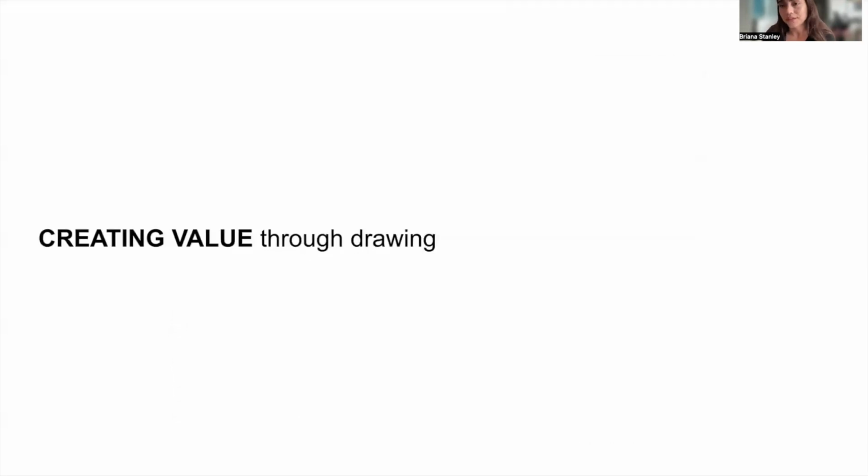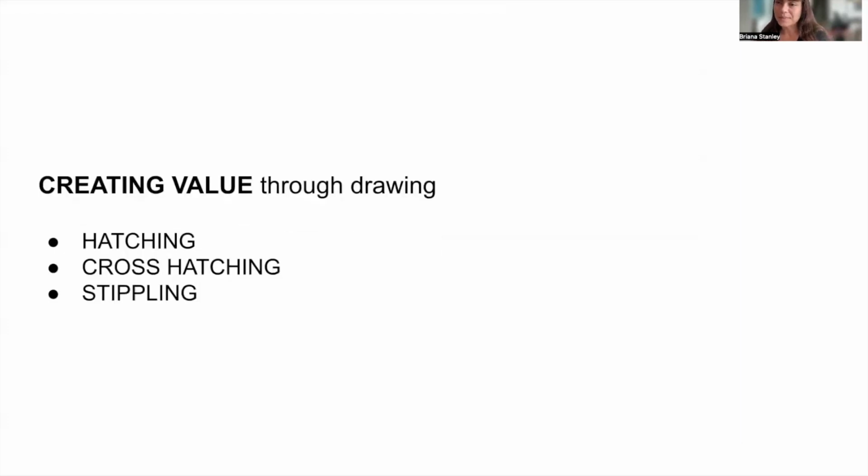So how do we create value when we're creating a drawing? This is going to be something that we're going to be practicing in this class from here on out, that you can integrate into a lot of our exercises and assignments. But some of the main ways that you're going to create value is through these methods called hatching, cross-hatching, and stippling. There are other methods as well, but we're going to be focusing in on these three.